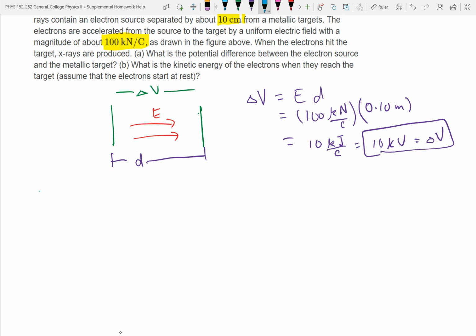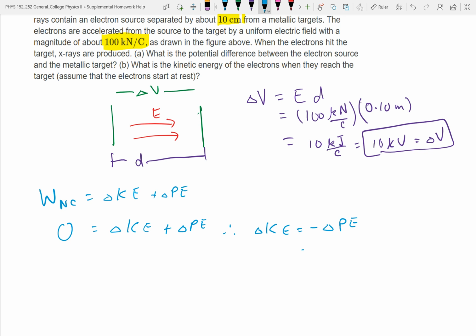So we start with the work-energy relation. Work non-conservative is equal to change in kinetic energy plus change in potential energy. But this is only a conservative force. The only force acting on it is the electric force, since we're ignoring gravity because it's really small compared to the electric force. So 0 is equal to change in kinetic energy plus change in potential energy. Therefore, the change in kinetic energy is equal to minus the change in potential energy.